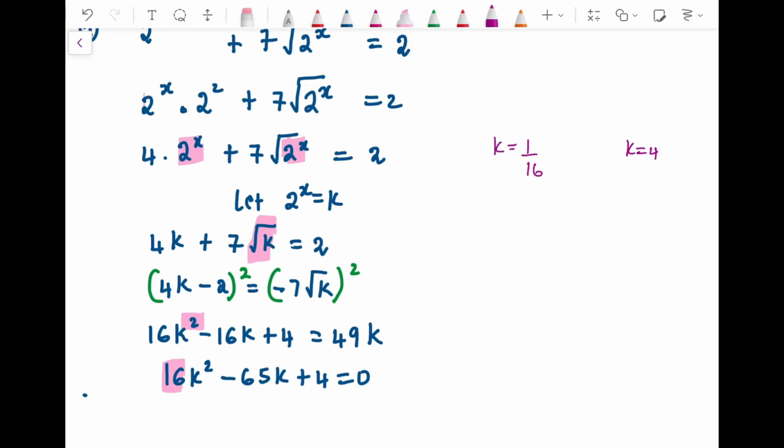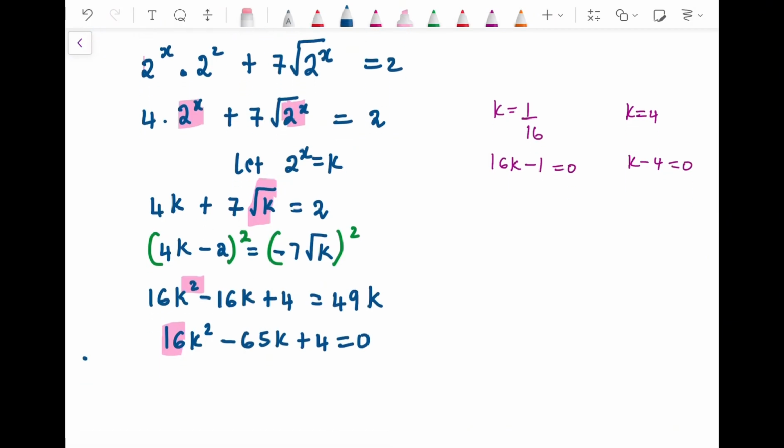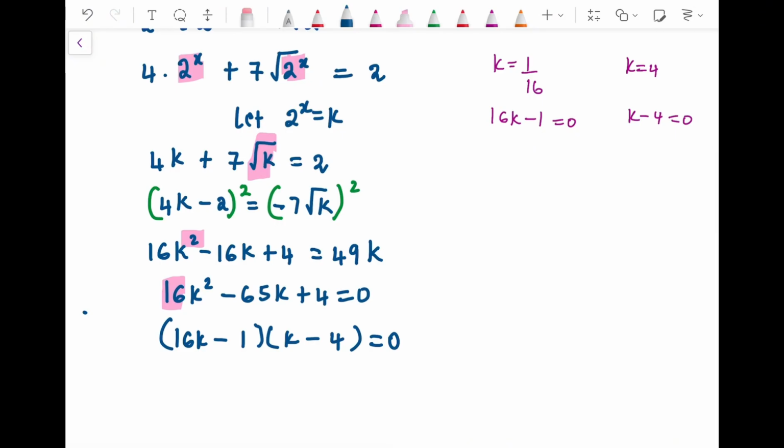Now with this one, we can multiply everything by 16. This is 16k, and then transpose 1, minus 1 is equal to 0. And then this one, if you transpose 4, it will be k minus 4 is equal to 0. That means our factors are 16k minus 1 and k minus 4 is equal to 0. So from here, we know that k is equal to 1 over 16, or k is equal to 4.